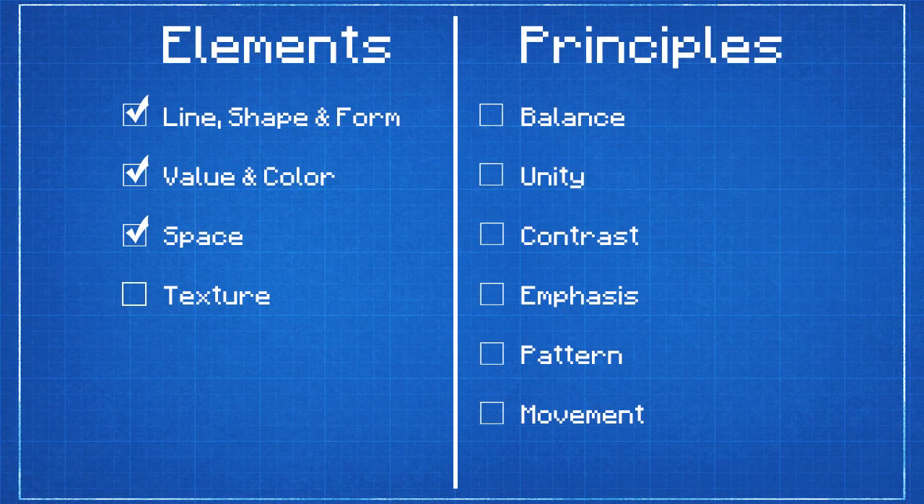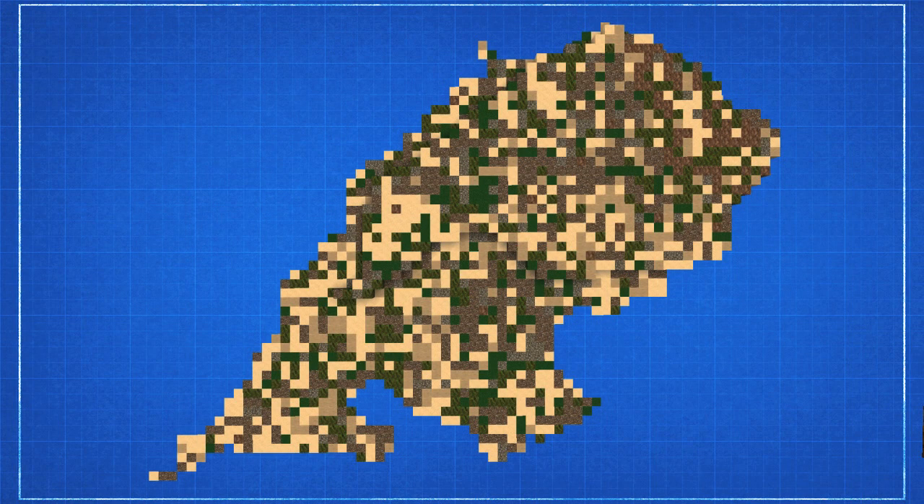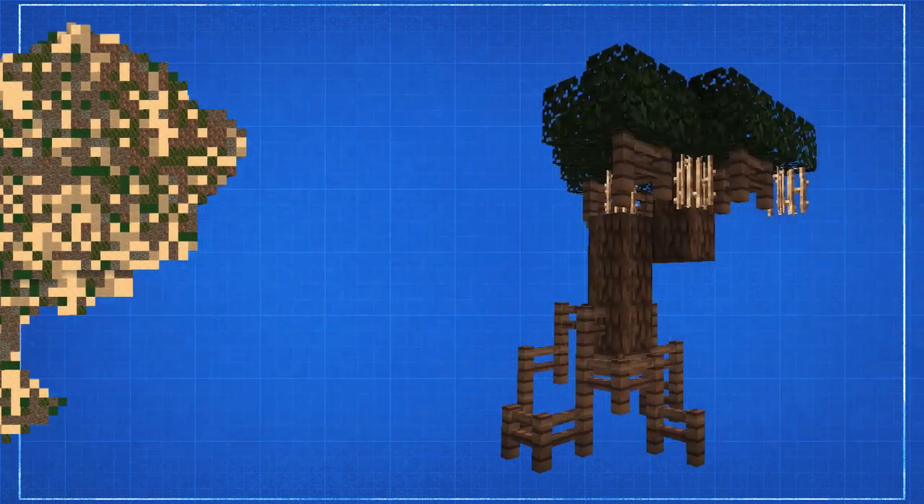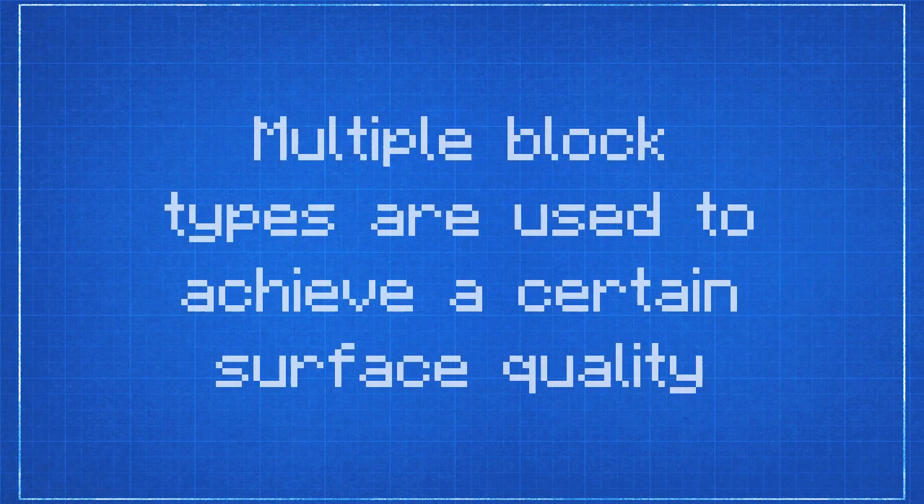This last element on our list is texture. The uses of texture in Minecraft may seem rather self-evident at a glance, in that each block has a different texture on it, but we can go much deeper than this. We should not think of textures existing only on singular blocks. Instead, we should think of texture as the surface quality of any given object. Objects ranging from the ground to foliage to your actual build. Of course, none of these mentioned objects can be built with one singular block. You'll see that throughout this video, multiple block types are used to achieve a certain surface quality.